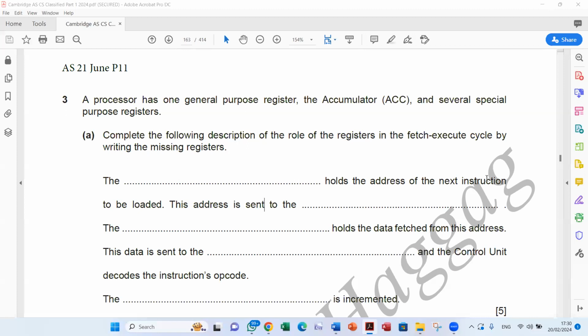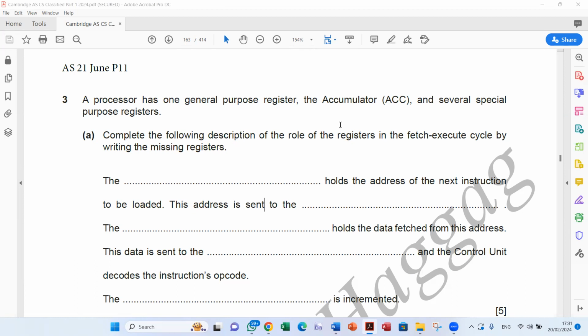So in page 163, the processor has one general purpose register, the accumulator ACC, and several special purpose registers. You should know the program counter, the MAR, the MDR, the CIR. They are 5. One of them is the accumulator ACC. The other I have just mentioned: program counter, memory address register, memory data register, and CIR current instruction register.